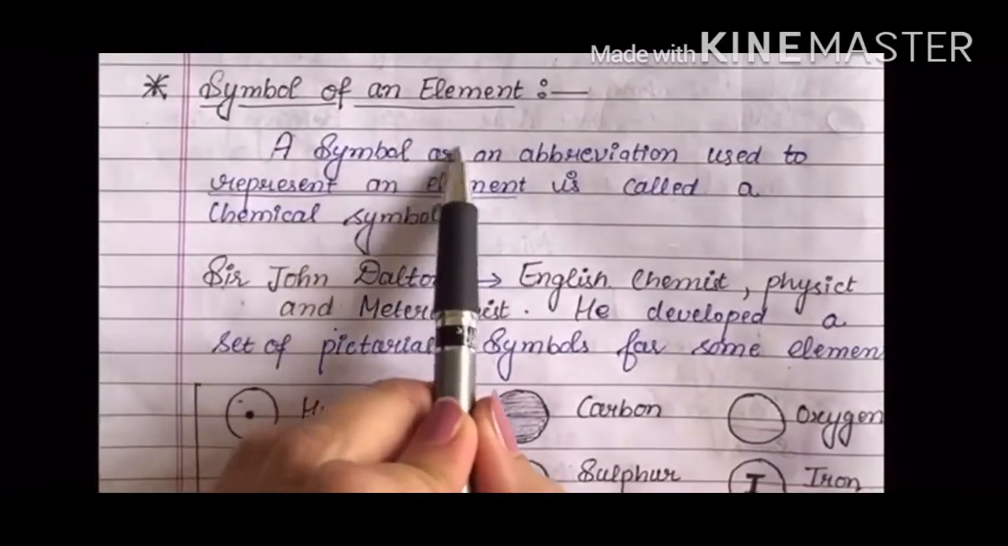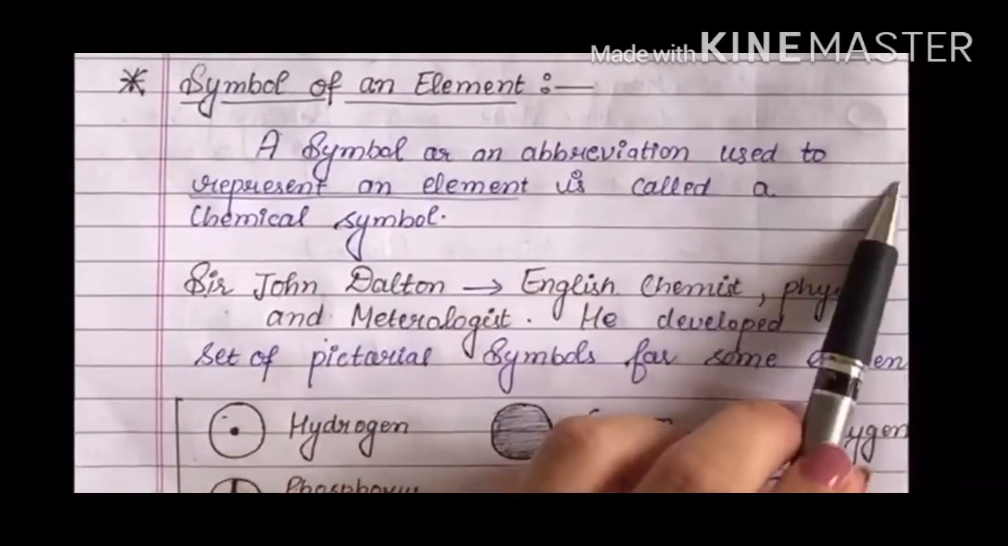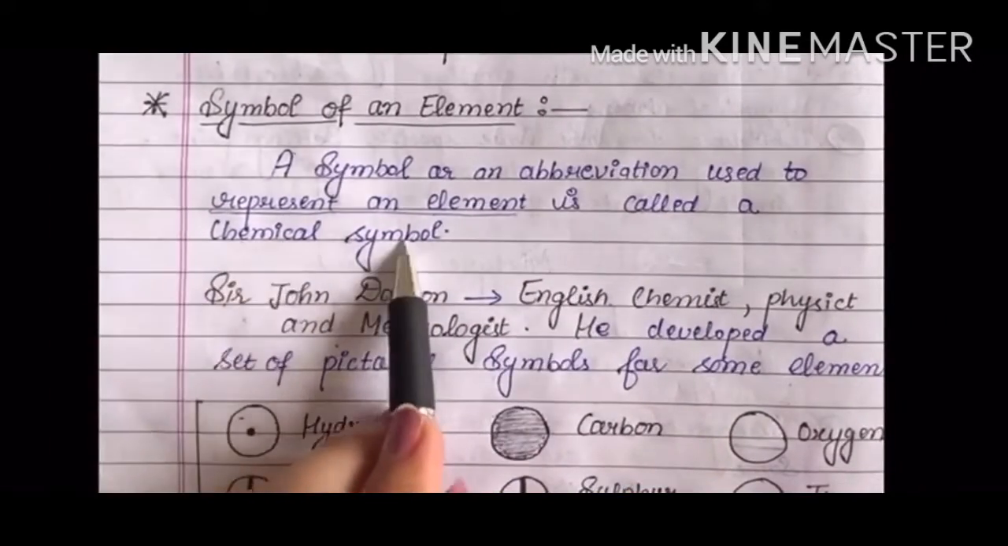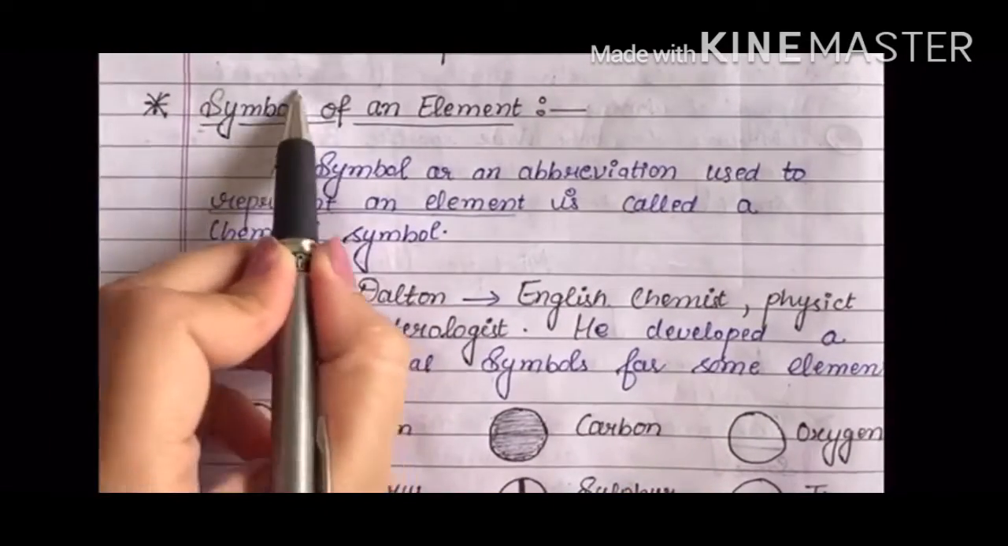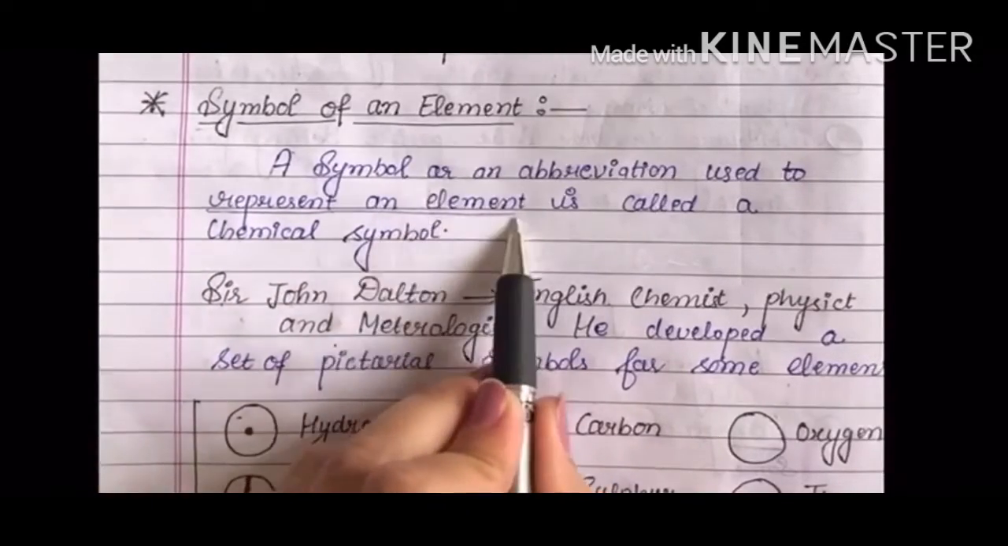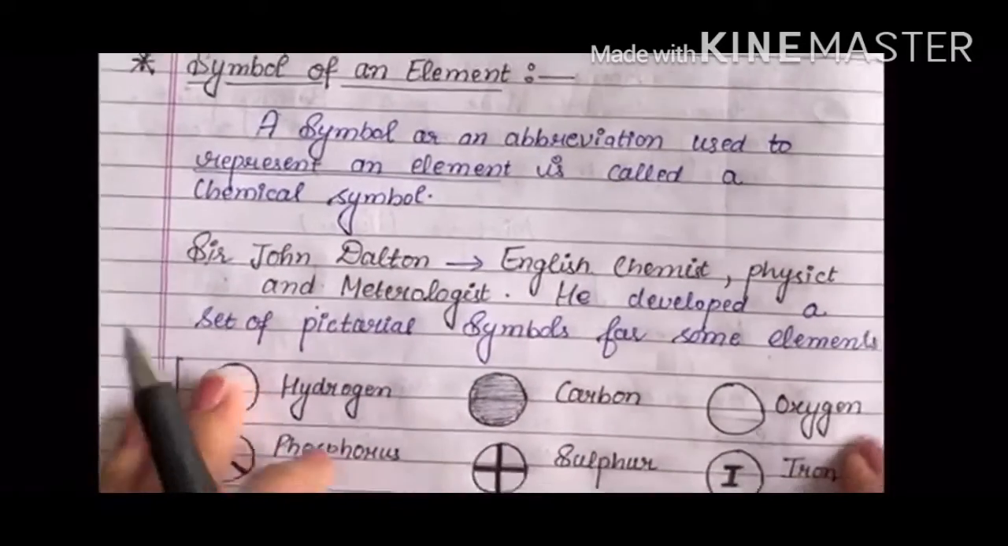A symbol or an abbreviation used to represent an element is called a chemical symbol. So a symbol is used to represent an element. ये क्या करता है? किसी भी element को represent करता है.